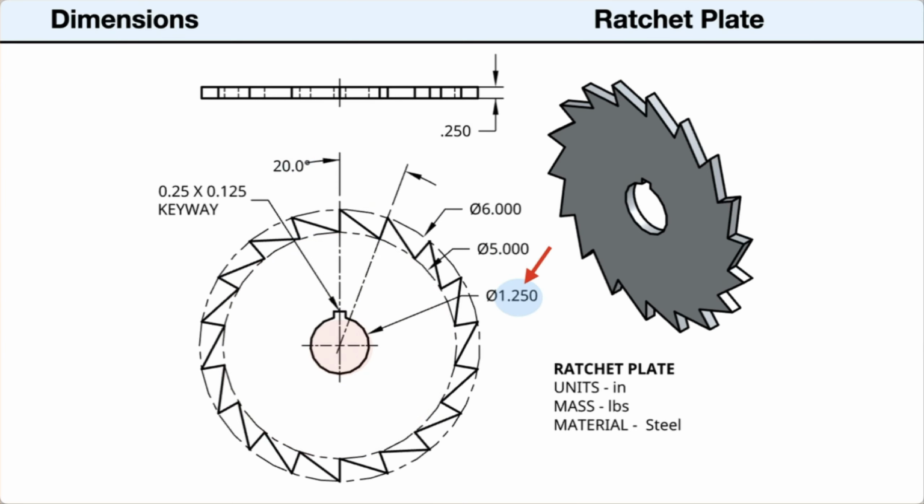The center hole has a diameter of 1.25 inches. The keyway notch will accommodate a 1/4 inch key. It is 0.25 inches wide and 0.125 inches high. The thickness of the plate is 0.25 inches. The material is steel. The mass is measured in pounds.